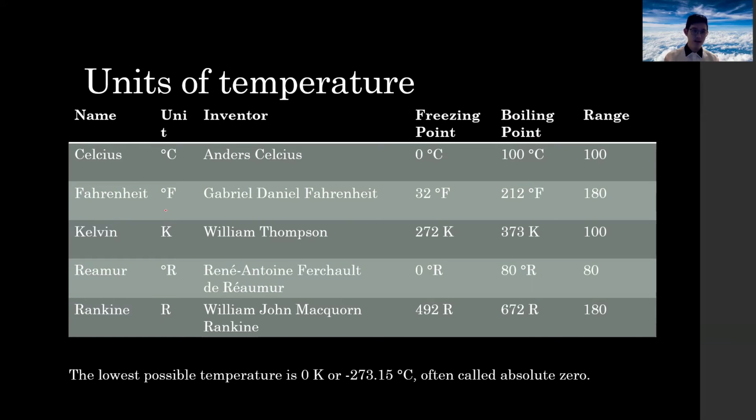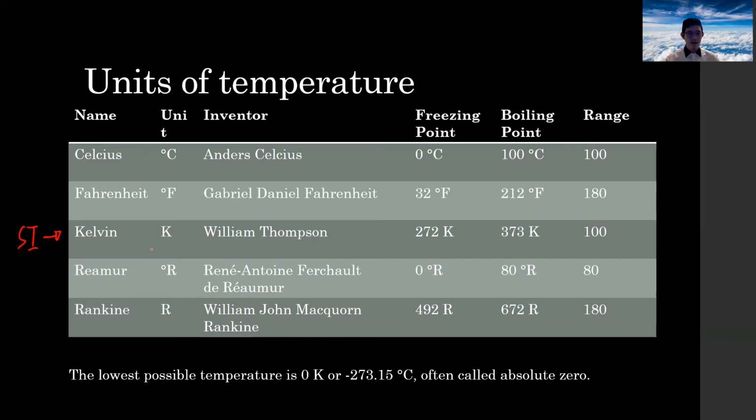Next, we have Kelvin. Look carefully that Kelvin is not measured with the degree symbol. So you have to make sure whether or not a unit has the degree symbol. For Kelvin, there is no symbol, it's just K. Invented by William Thomson, with the freezing point of water 272 Kelvin, and the boiling point 373 Kelvin, with the range 100. Kelvin is also the standard unit for temperature.